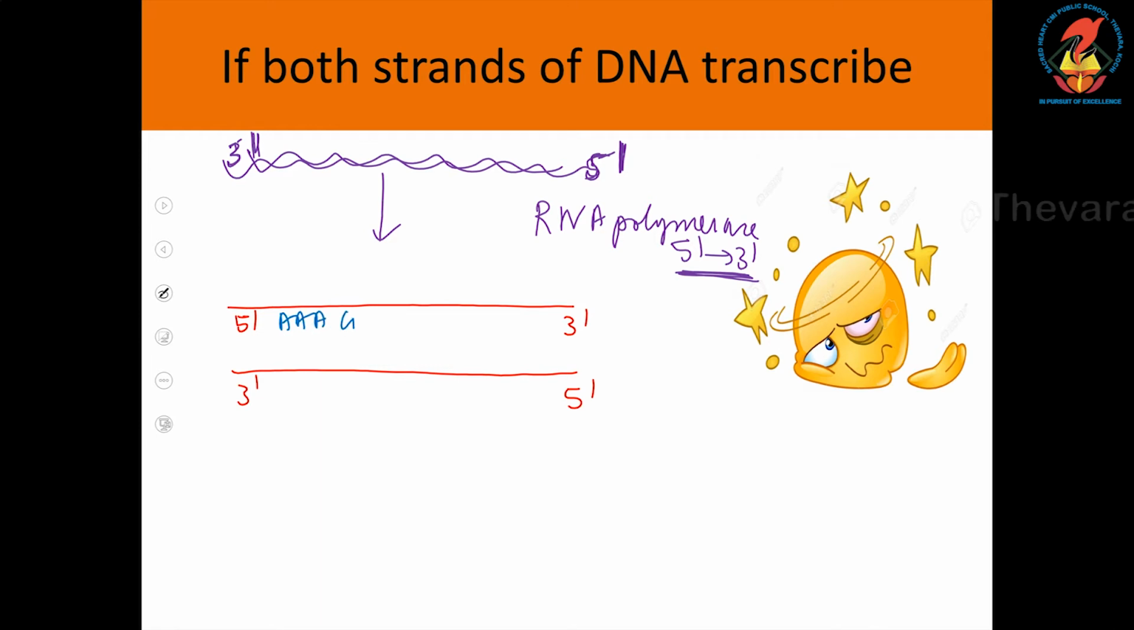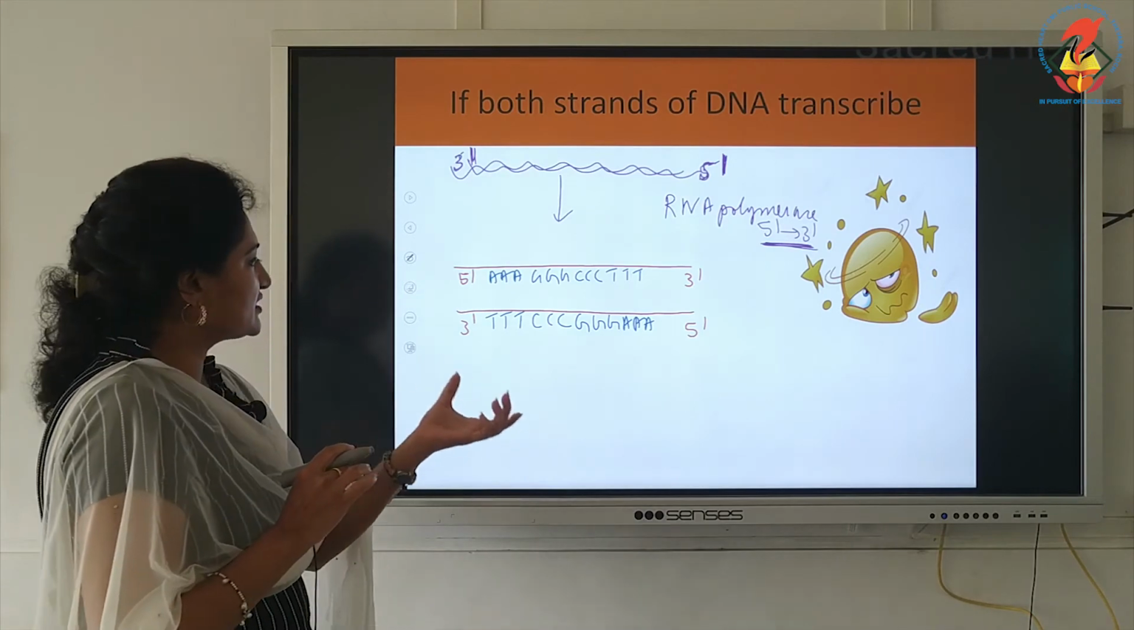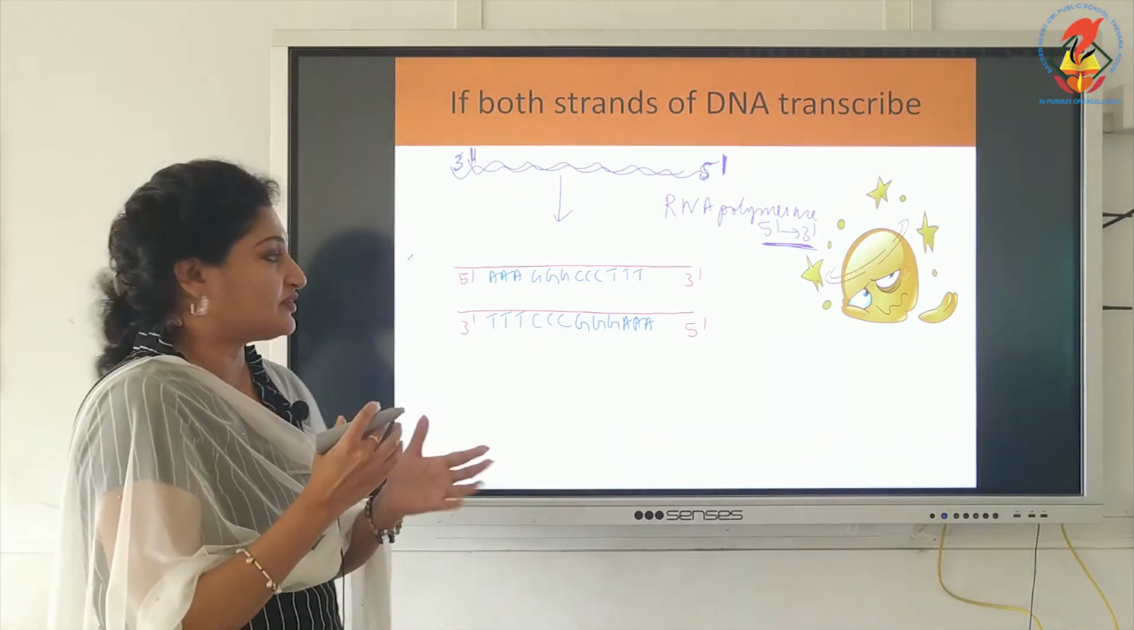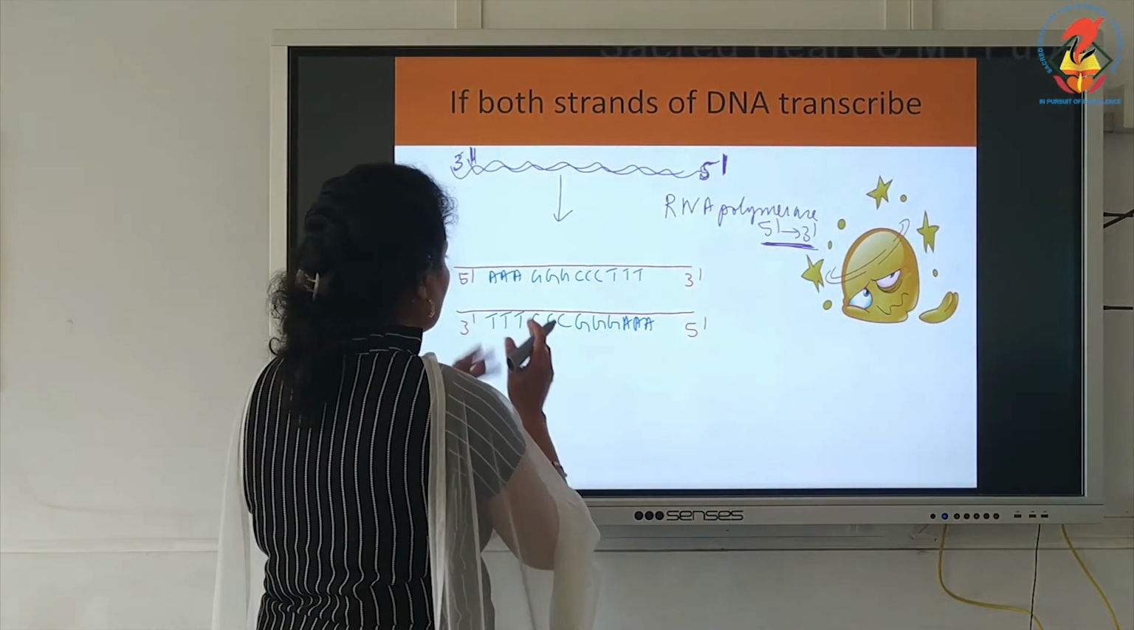Just for example, I am giving the bases AAA, GGG, CCC, TTT. If these are the bases, definitely the bases of the other strand will be complementary. For the second strand, complementary to AAA it will be TTT, complementary to GGG it will be CCC, complementary to CCC it will be GGG, and complementary to TTT it's AAA. We know it very well, and I gave it in triplets so that it's easy for you to identify the codons.